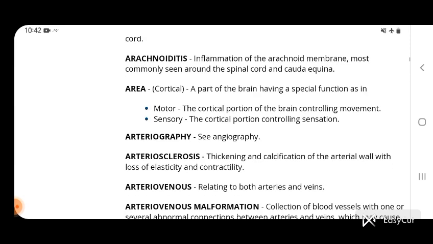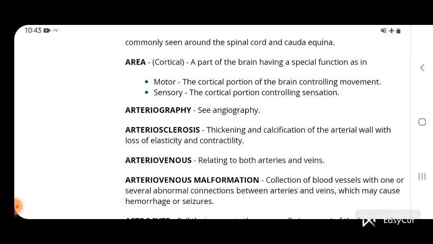Next is arteriosclerosis. It is the thickening and calcification of the arterial wall with loss of elasticity and contractility. Next is arteriovenous. It is combined from two words, artery and venous, so it relates to both arteries and veins. Next is arteriovenous malformation. It is defined as a collection of blood vessels with one or several abnormal connections between the arteries and veins that may cause hemorrhage or seizure.